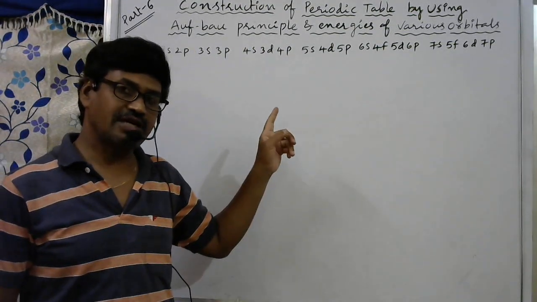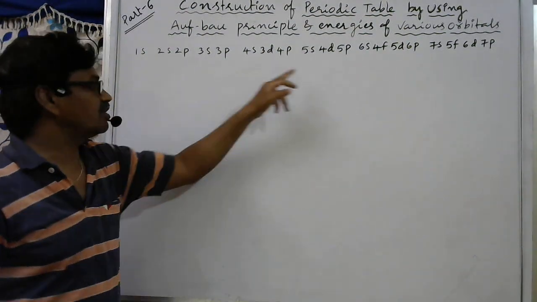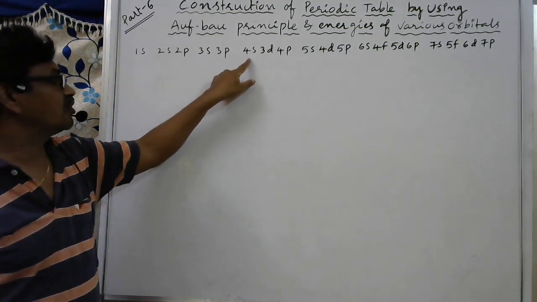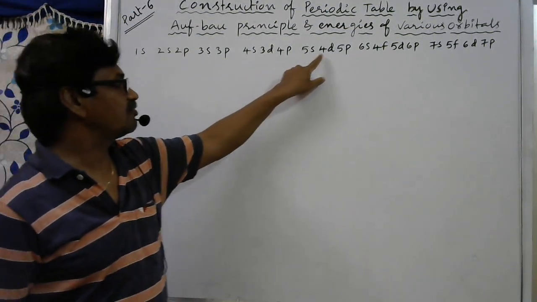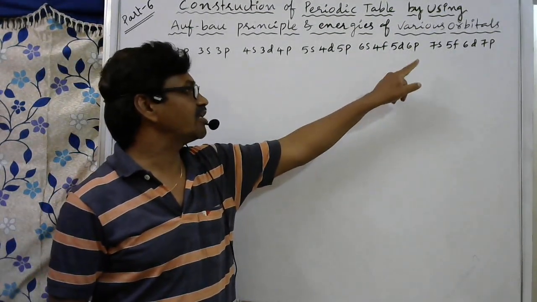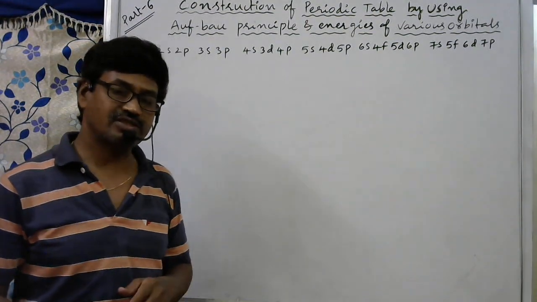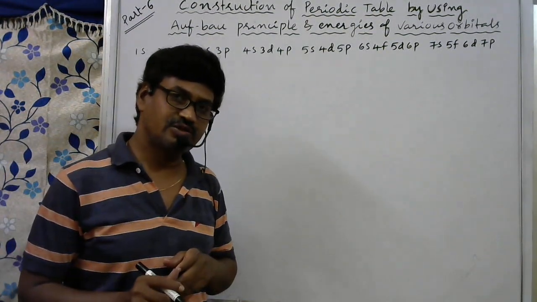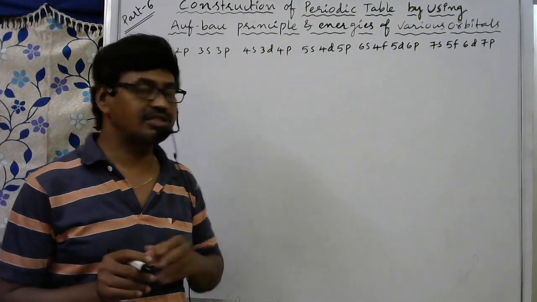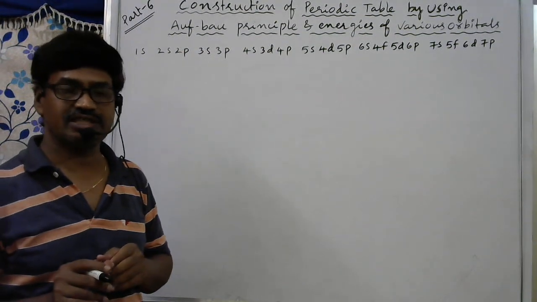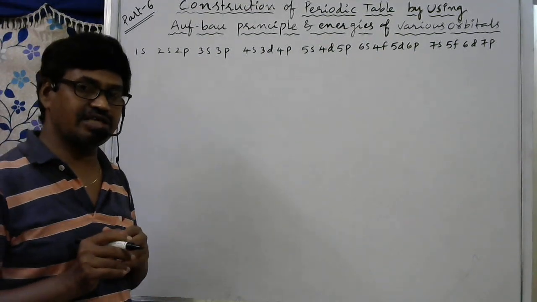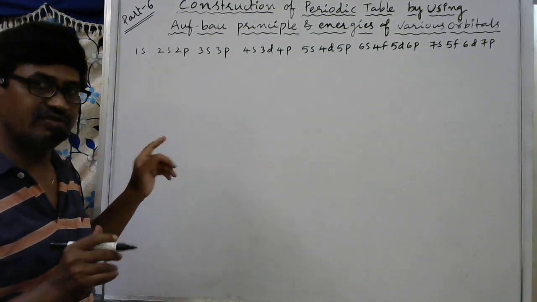According to the Aufbau principle and Moeller's diagram, this is the order of various orbitals: 1s, 2s 2p, 3s 3p, 4s 3d 4p, then 5s 4d 5p, then 6s 4f 5d 6p, 7s 5f 6d 7p. These are the different orbitals. In total, 19 orbitals are there to write the electron configuration for all 118 elements in our periodic table. So by using this only we can construct a periodic table. By using this, Niels Bohr constructed the modern periodic table. We have already discussed everything in the last session.